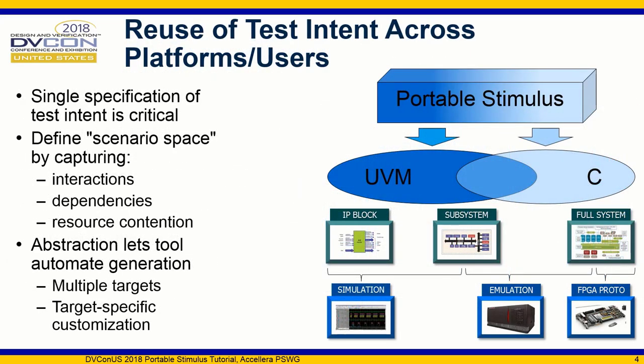I talked about reuse across platforms, right? We want a single specification of our test intent. This is the critical thing. This is why system level verification is so difficult right now, because we have a group of people doing stuff at the block level, a group of different people doing different things at the subsystem and the system level, and we want to try to get them all to work together.